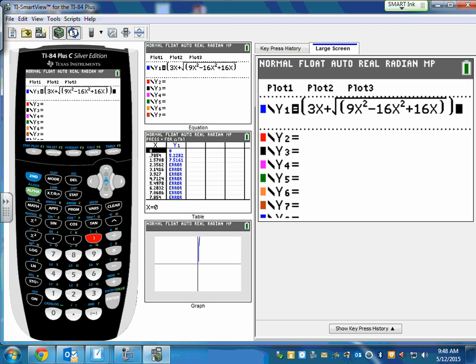I always check how many parentheses did I open, and I got to close the same amount, and you got to close them in the right spot. And then I'm going to divide by 4. If you were dividing by addition and subtraction as well, you would need to put the bottom in parentheses because your calculator does order of operations, and it will multiply and divide before it adds and subtracts.